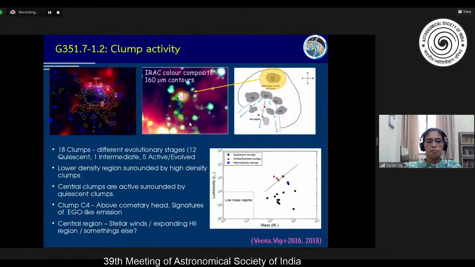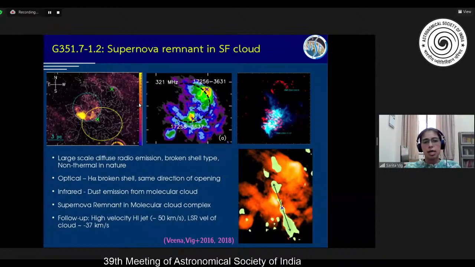Now, we also found another interesting thing towards this region: we found a non-thermal emission, and we wanted to understand this on a large scale. And on a large scale, this is the region which I was talking about, the H2 region. When we imaged at low radio frequency, we found a non-thermal emission which shows a broken shell-like structure. And this is this region, as you can see. This entire region, this box corresponds to this here.